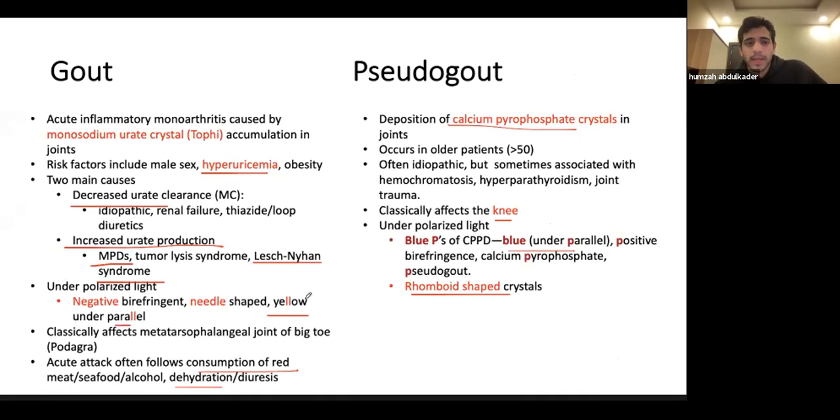So yeah, polycythemia is an MPD, a myeloproliferative disorder, right? So polycythemia means increased turnover of red blood cells, right? Increased turnover of red blood cells means increased RNAs, increased urate in the blood.